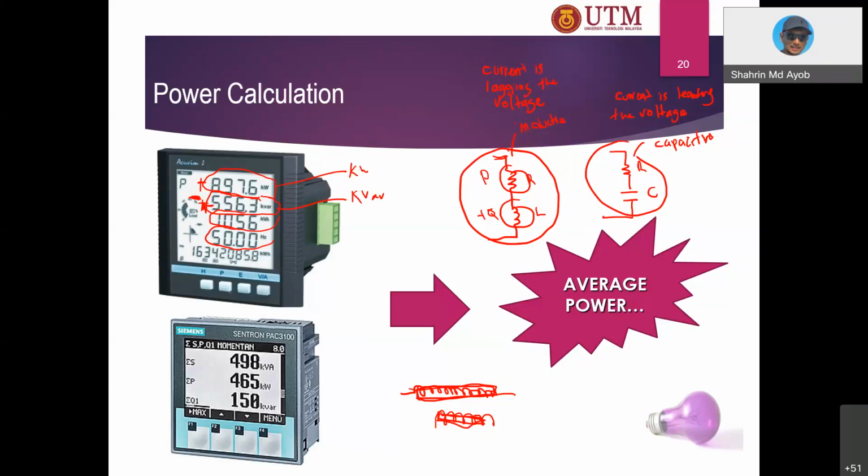Okay, so actually our house is an inductive load. If you monitor the voltage and current at the meter of your home, you will see that your current will always lag the voltage because our load is an inductive load. Okay, our house is actually inductive.